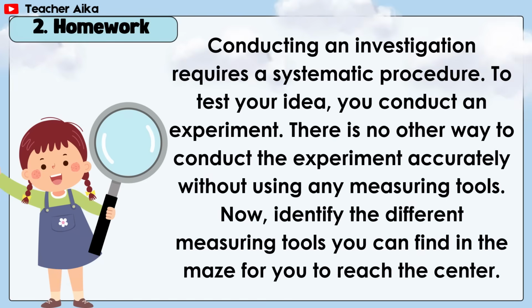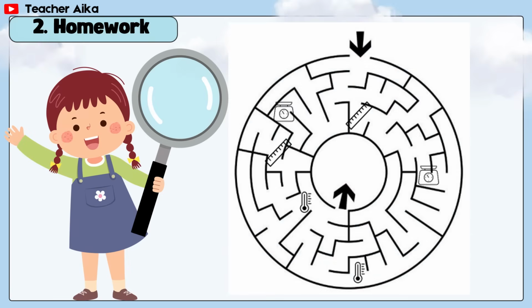Homework. Conducting an investigation requires a systematic procedure. To test your idea, you conduct an experiment. There is no other way to conduct the experiment accurately without using any measuring tools. Now, identify the different measuring tools you can find in the maze for you to reach the center. And here's what you're going to do.